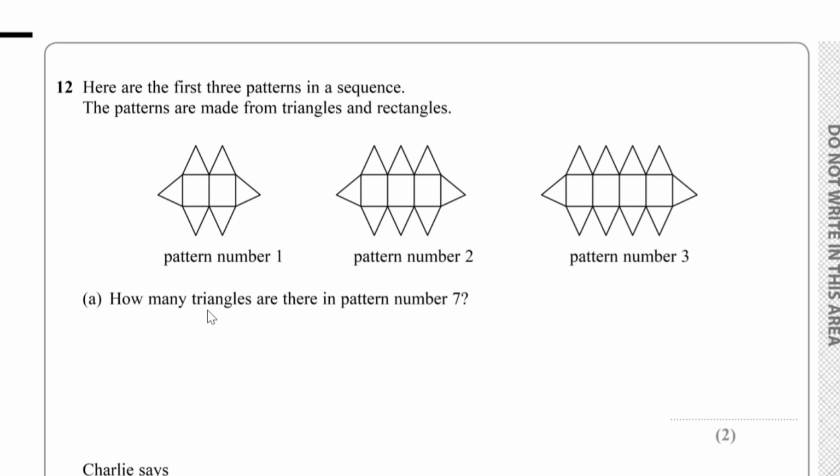Well, in pattern number 1, you can see that there are 1, 2, 3, 4, 5, 6 triangles. In pattern 2, we've got 1, 2, 3, 4, 5, 6, 7, 8 triangles, and in pattern 3 we've got 4 plus another 4, which is 8, plus this and this, so there's 10 triangles in pattern 3. We want to find out how many triangles there are in pattern 7.